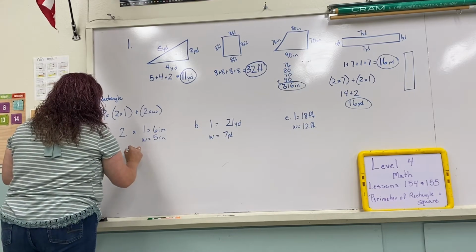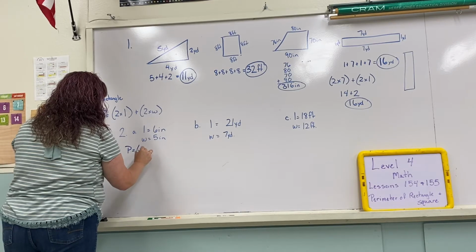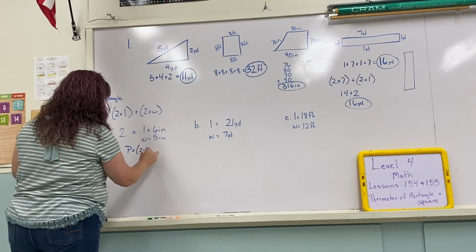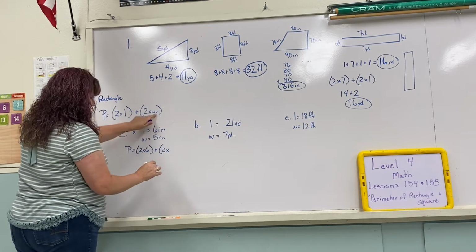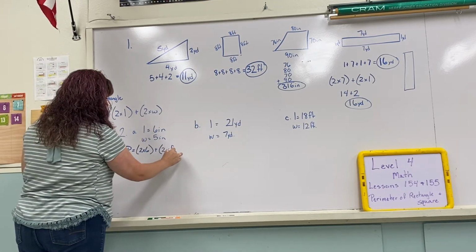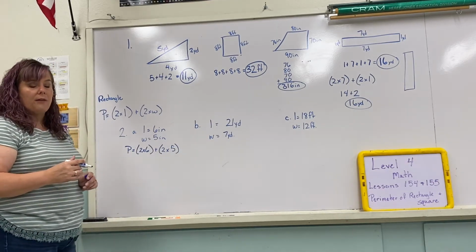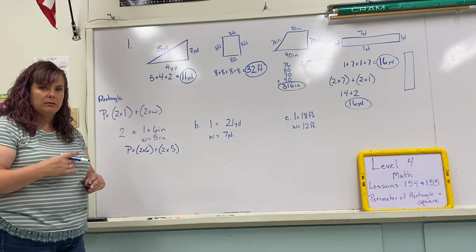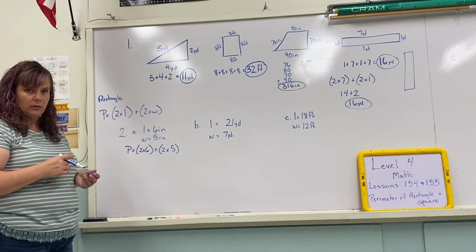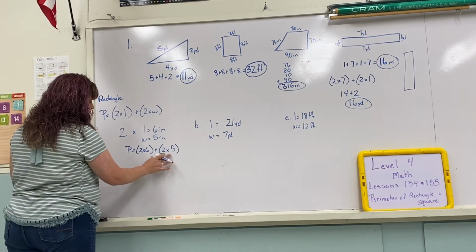P equals 2 times, what's L? 6, plus 2 times, what's W? 5. I hope everyone's where I am. If I'm moving too fast for you, pause me, rewind me, whatever you want to do. All right, now we can solve. Remember, we do parentheses first.